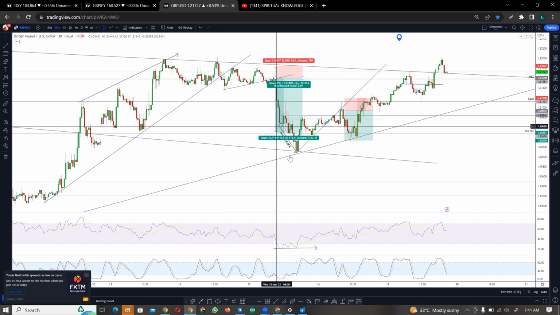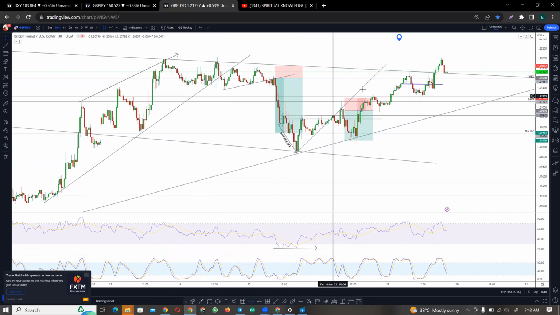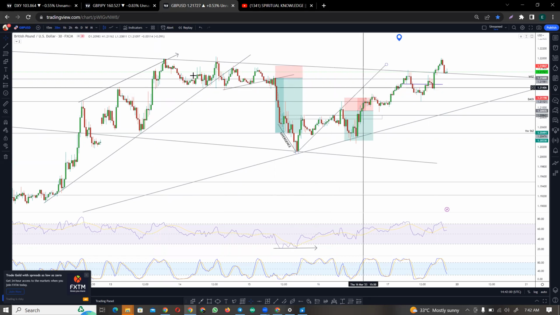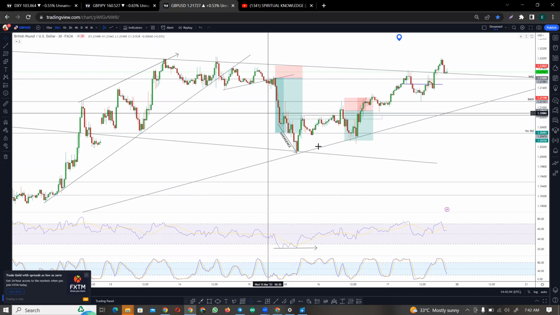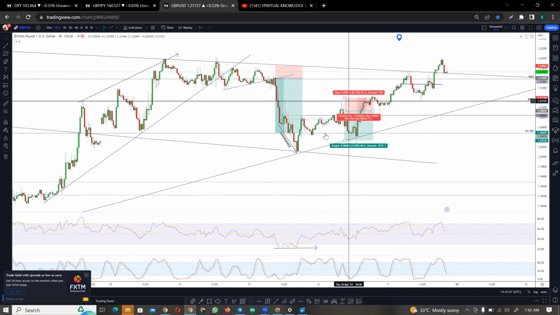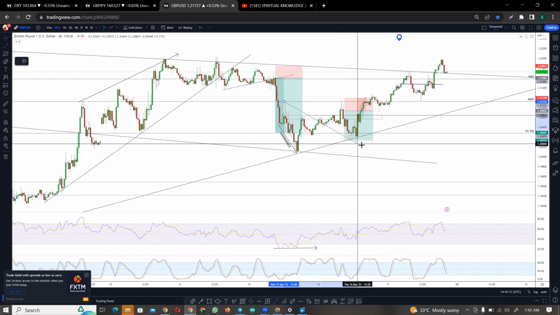Then we formed this divergence here. Look at how beautiful this thing is. After this divergence, the market formed. Market now broke out. Let me check this to see how it played out.